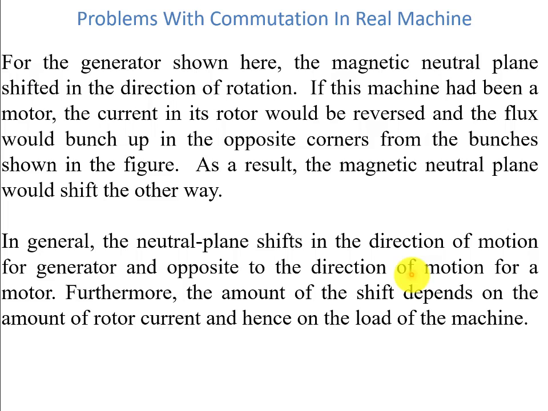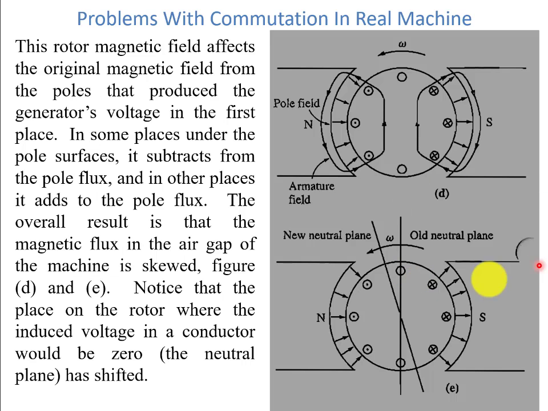So in general, the neutral plane shifts in the direction of motion for a generator and opposite to the direction of motion for a motor. Furthermore, the amount of shift depends on the amount of rotor current and hence on the load of the machine, meaning how much load we have and how much current is flowing. Based on that, we will have that much stronger flux in this rotor, making a stronger bunch here and a weaker field there. How much the neutral plane shifts depends upon the current and the flux produced in this rotor.